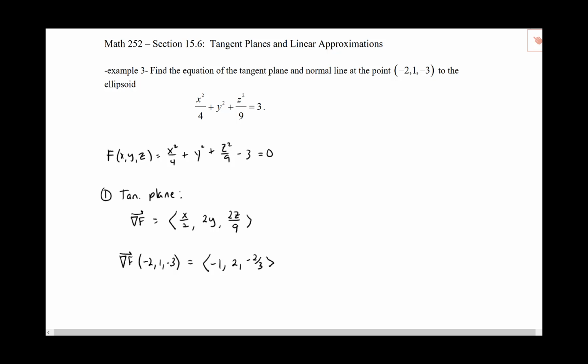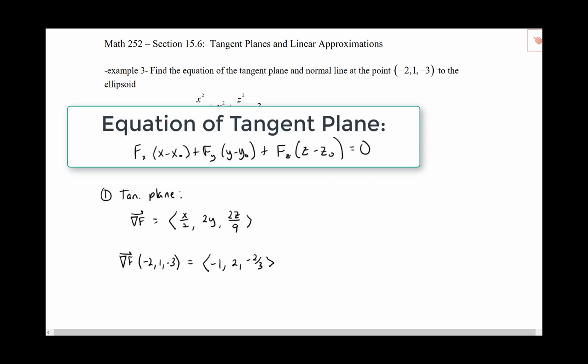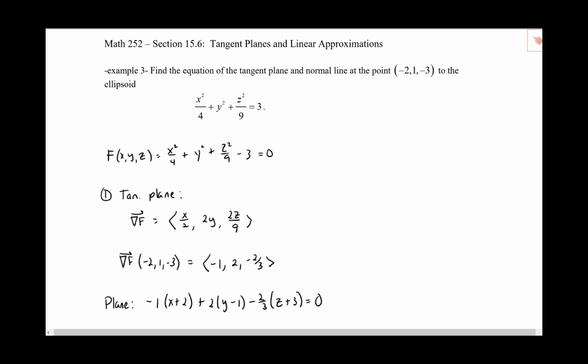We simply use the components of the gradient as our coefficients for our plane. So here we go. The equation of the plane is -1 times (x plus 2) plus 2 times (y minus 1) minus 2/3 times (z plus 3) equals 0. Now we could go further and clean that up, but if I haven't given you any specifics about the form of the equation of the plane, then we'll just keep it where it is.